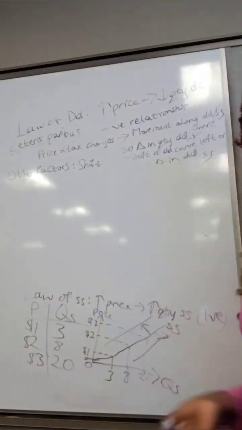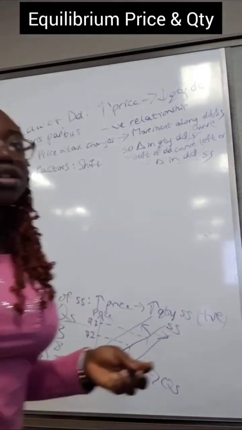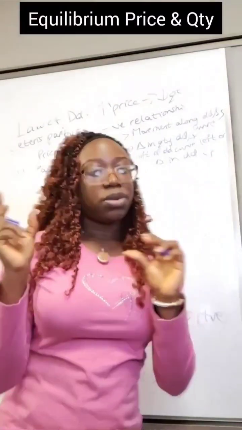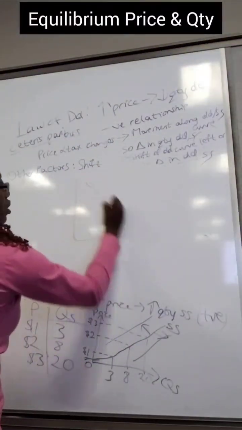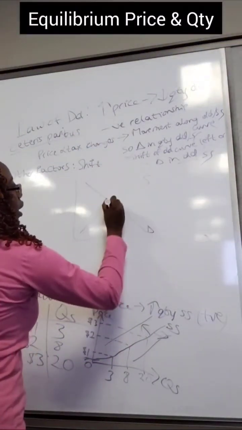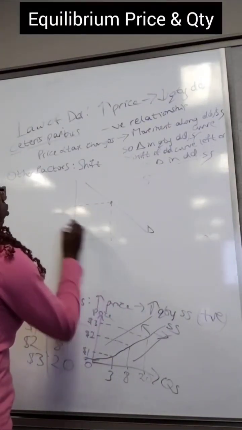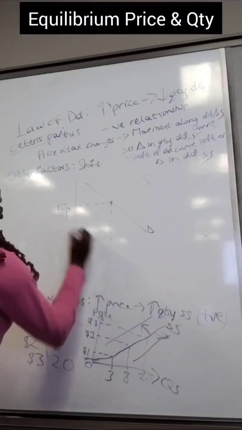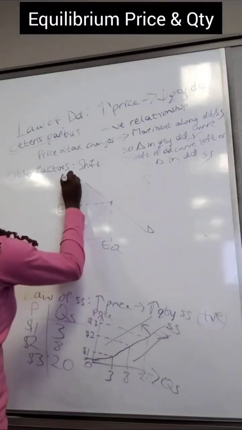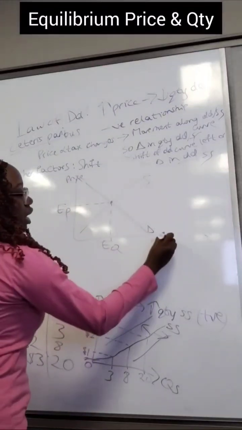Okay, now back to equilibrium. What is equilibrium? Equilibrium is simply when the demand curve intersects with the supply curve. So you have a graph like this, you have your demand, you have your supply, and this is the intersection point, right? The intersection point of supply and demand is going to give you what you call the equilibrium price and equilibrium quantity. Remember, your price is on the y-axis and your quantity is on the x-axis.